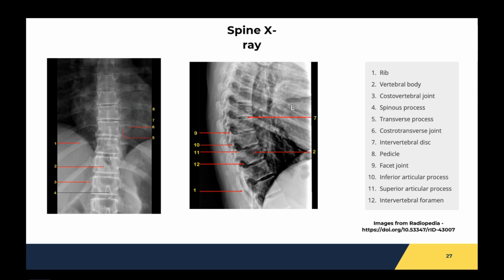And then you have this, which is pointed to the pedicle. And then again, this is the intervertebral disc space. This is the vertebral body. This is the facet joint. It's quite hard to see. And then these are pointed to the articular processes. So this is the inferior part, and this is the superior part. And then number 12 is pointed to the intervertebral foramen.